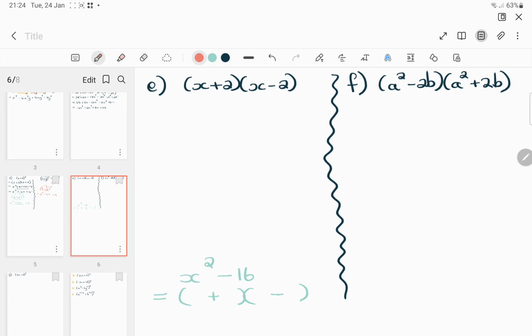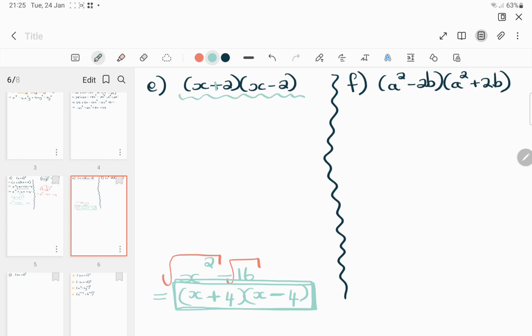So if you square root the x squared and you square root the 16, you will get x as the first position. That's square rooted goes into the first position, and for the second position, square root of 16 is 4. All right, so now I want you to see your answer. You will always get two brackets that are exactly the same with a plus and a minus. Okay, so now let's look up here. Is it two brackets that are exactly the same except for the one has got a plus and the other one's got a minus? Two brackets that are exactly the same, one with a minus, one with a plus.